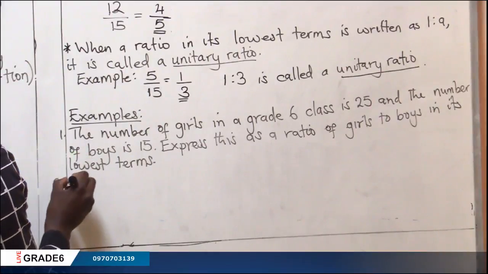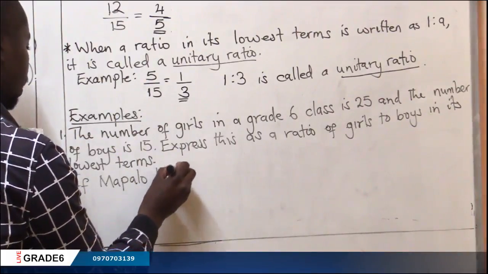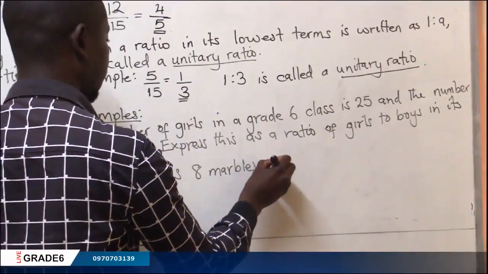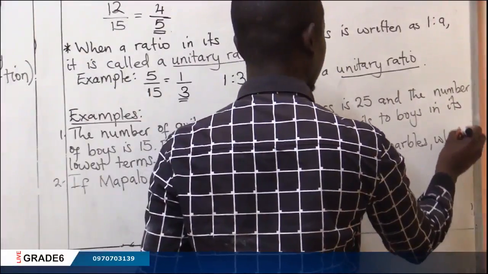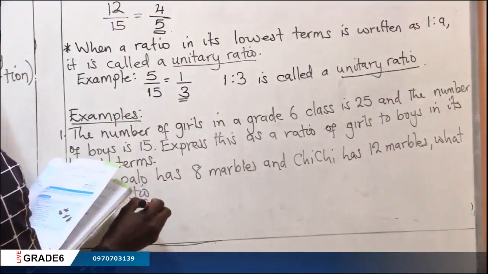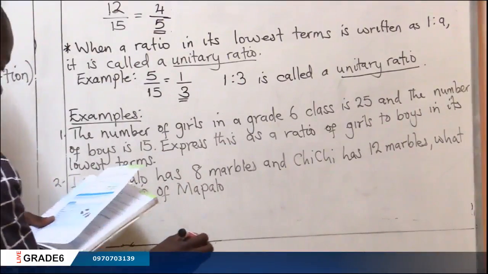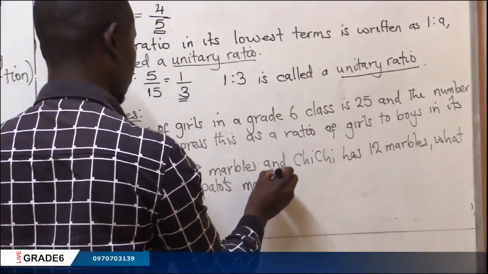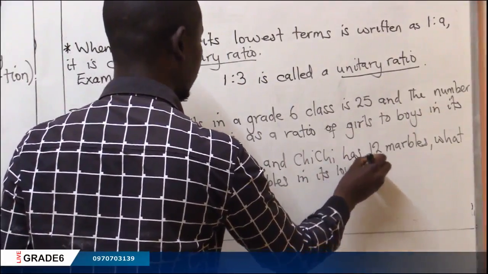Number two, if Mapalo has 8 marbles and Chichi has 12 marbles, what is the ratio of Mapalo's marbles in its lowest terms?